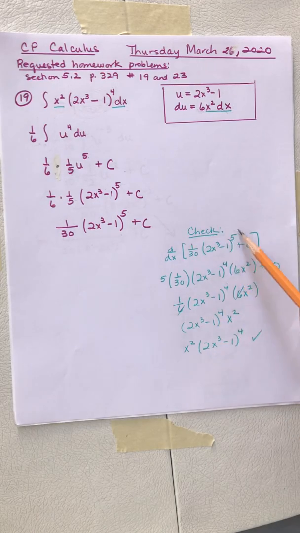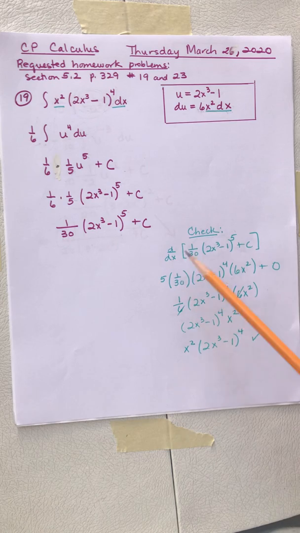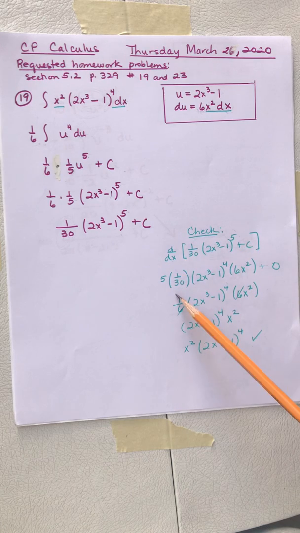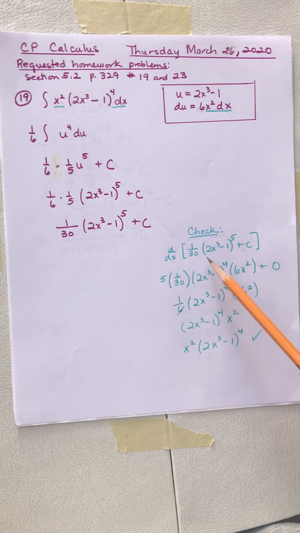Now we're going to check that answer using differentiation. We're going to take the derivative. So if I take the derivative of this answer by chain rule, I get 5 times 1/30. I keep the inside function the same. I subtract 1 from the exponent, giving me 4, and I take the derivative of the inside, which is 6x squared, plus the derivative of the constant is 0.